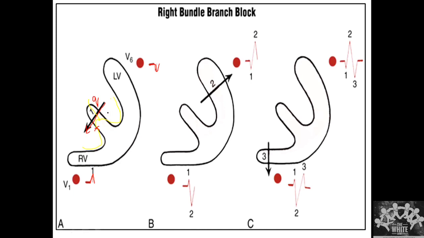The next part would be the current moving away. This is also normal, we know. Since the LV is predominant, the LV forces predominate and the current direction is more towards the LV. So you get a positive wave in V6, and correspondingly a negative wave in V1. This is, I think, clear.